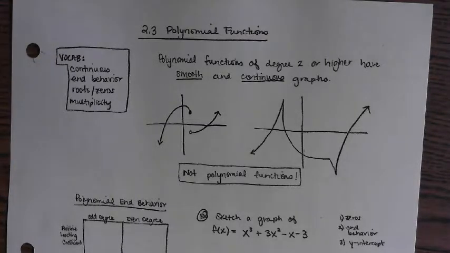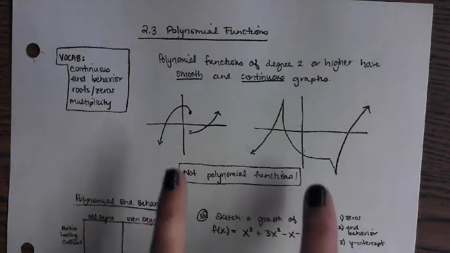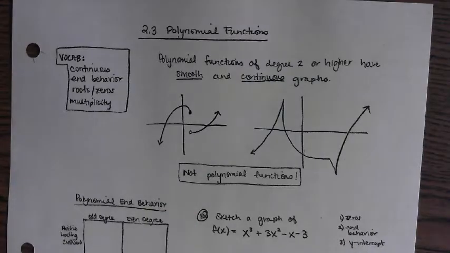Polynomial functions are functions of degree 2 or higher, so quadratics, cubics, 4th degree, 5th degree, and so on, having smooth and continuous graphs. So here are two examples of graphs that are not both smooth and continuous.